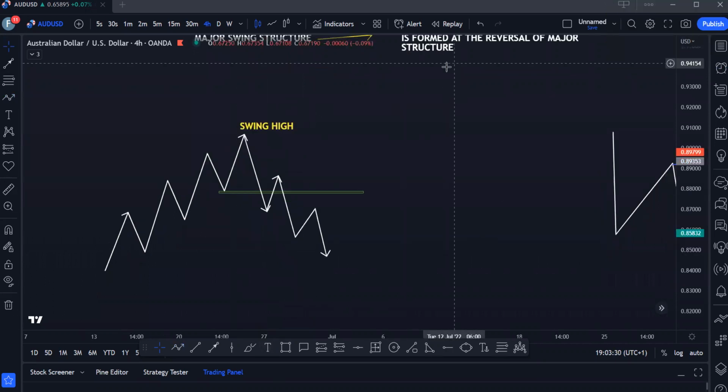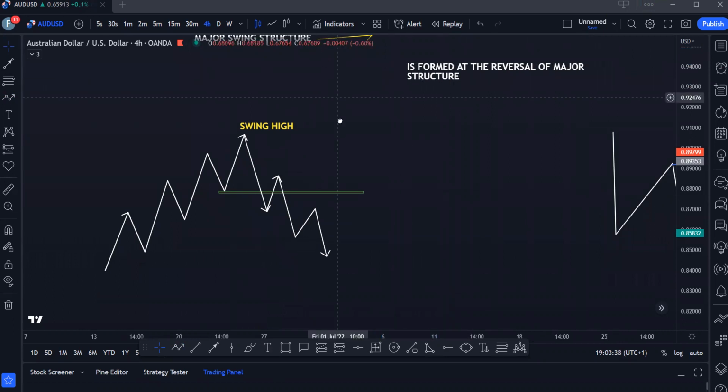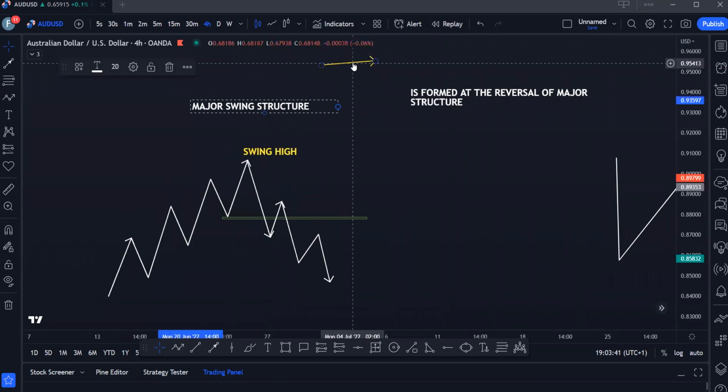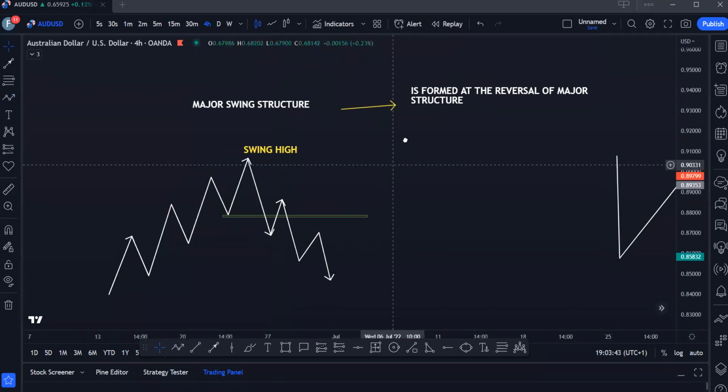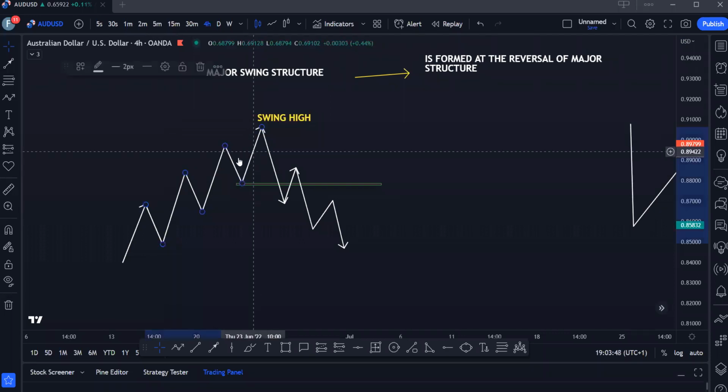Now, I said major swing structure is formed at the reversal of major structure. All of this white structure here, this schematic, is a major structure. It consists of higher highs and higher lows. Once we see an order flow shift, that means a higher low has been taken out like so. Once you see a higher low being taken out, that means this high now becomes a swing high.